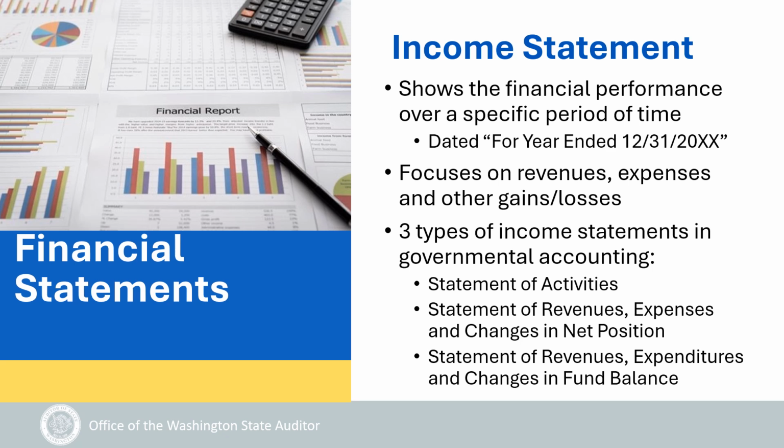In governmental accounting, we have 3 separate types of income statements. We have the statement of activities, which shows the activity for the entire government. We have the statement of revenues, expenses, and changes in net position, which shows the activity for the proprietary funds. And finally, we have the statement of revenues, expenditures, and changes in fund balance, which shows the activity for governmental funds.